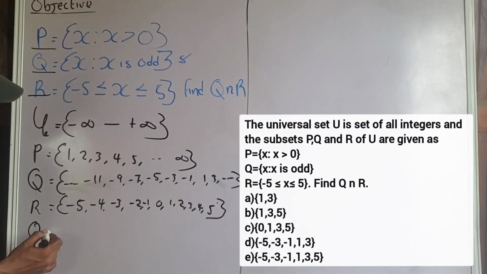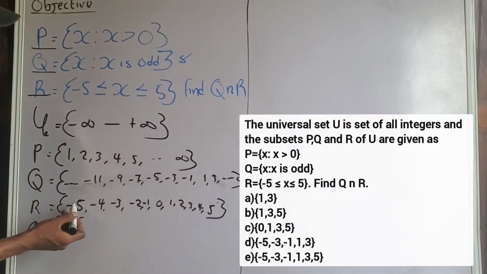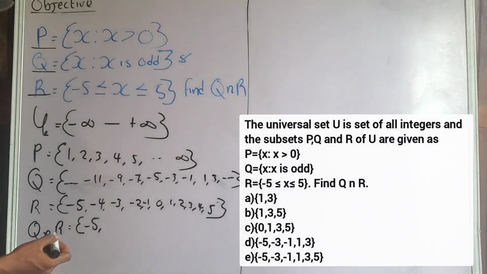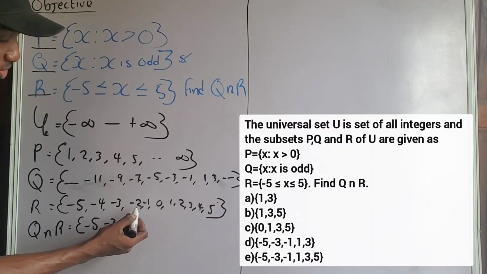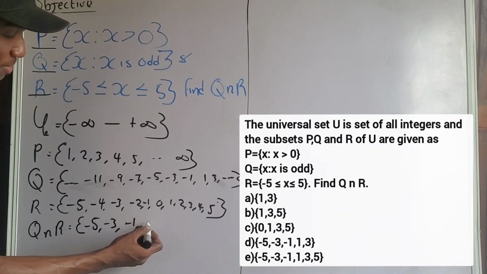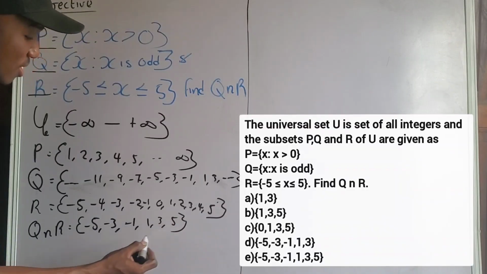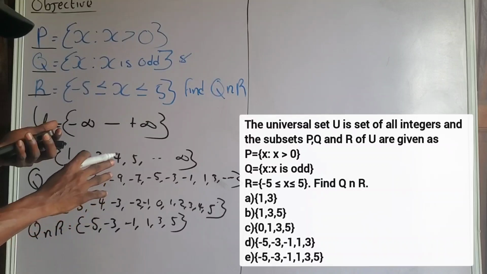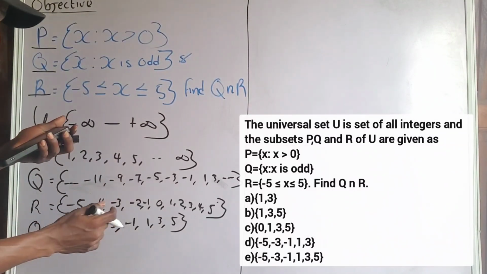So Q intersection R will be, now -5 is present in Q, so I'm going to have -5. -4 is not present. -3 is present. -2 is not present. -1 is present. 0 is not part. 1 is part. 3 is part. 5 is part. You understand? So Q intersection R is -5, -3, -1, 1, 3, and 5. That is the correct answer.